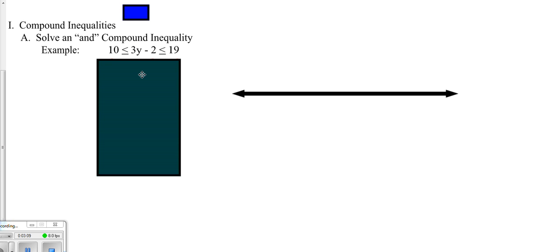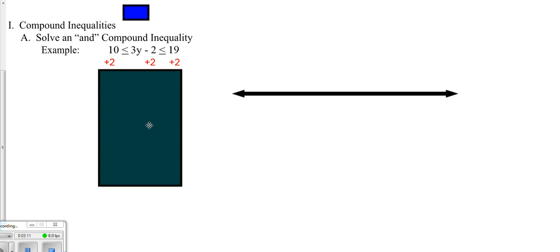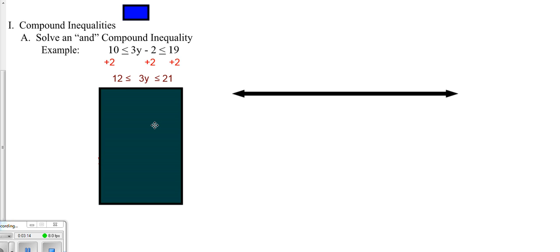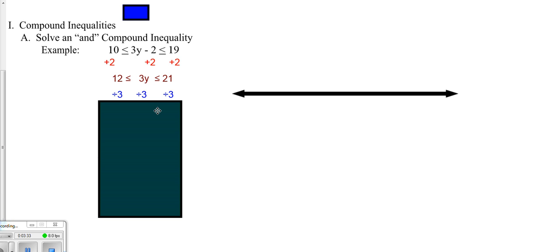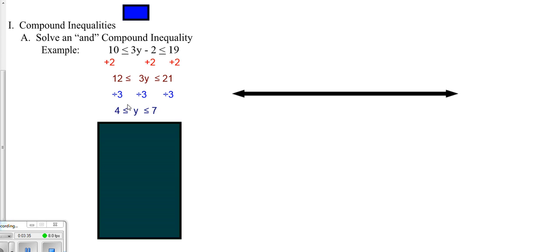So if we're trying to get y alone, first we would add 2 to all three sides, and this 10 would change to a 12. 3y minus 2 becomes just 3y. 19 becomes 21. All these inequality symbols stay as less than or equal to, so 12 is less than or equal to 3y, which is less than or equal to 21. Now to get y alone, divide everything by 3. 4 is less than or equal to y, which is less than or equal to 7.